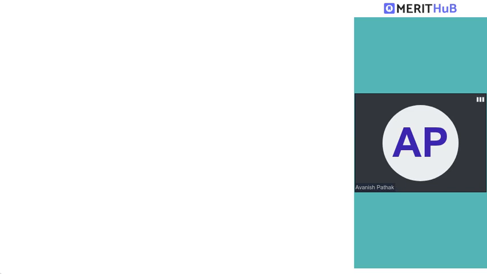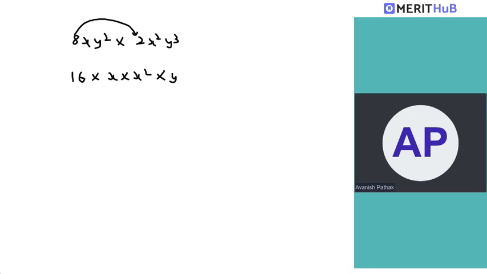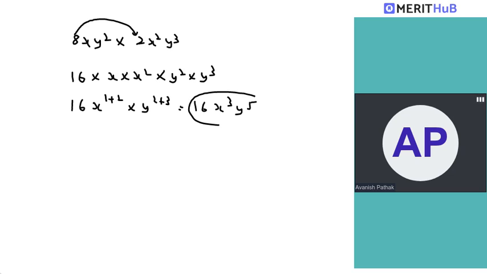Now, suppose we have got a question like 8xy squared into 2x squared y cubed. If you have to multiply, you first multiply the numbers, which is 8 into 2, so that's 16. Now x gets multiplied with x squared, and y squared gets multiplied with y cubed. So we'll use the indices: x to the power 1 plus 2, and y to the power 2 plus 3. So we get 16x cubed y to the power 5. You get one full mark for writing this answer correctly.